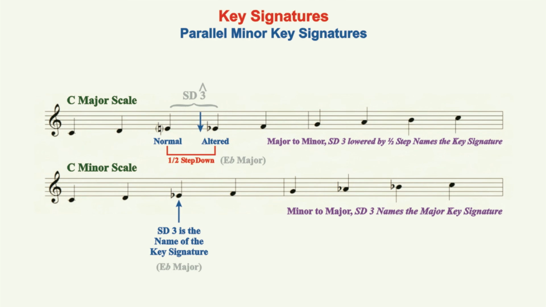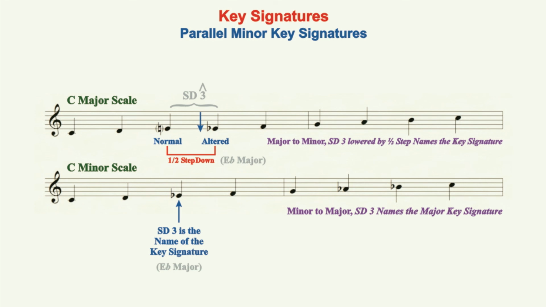We can determine that key signature by simply finding scale degree 3 of either parallel major or parallel minor scale. Scale degree 3 of the parallel minor in its unaltered state tells us directly the major key signature to be used. Conversely, scale degree 3 of the parallel major, when lowered by 1/2 step, tells us the key signature to be used.